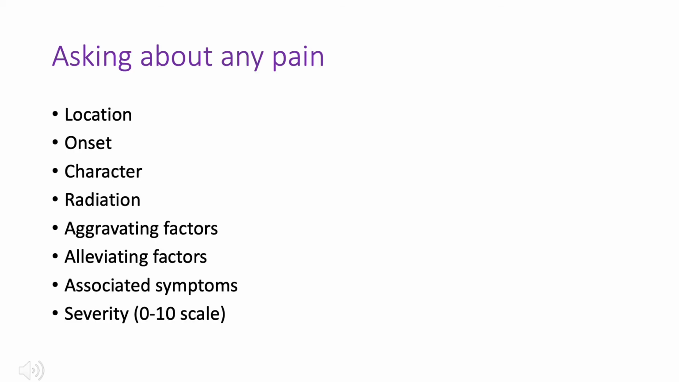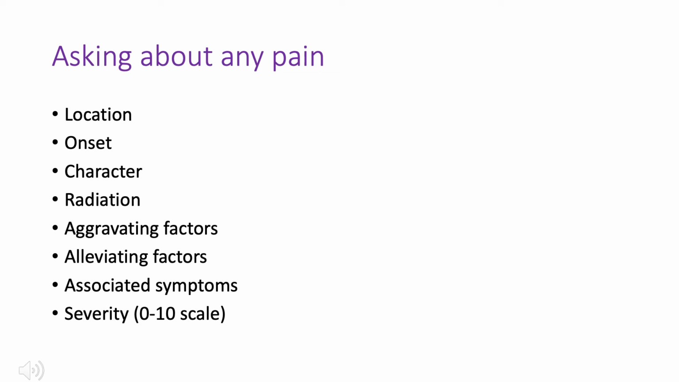When you ask about a patient's pain, it's important to get answers to some factors. First one is location or site of the pain. For example, if a patient has a headache, is it in the forehead, back of head, unilateral or bilateral? Onset, is it going on for 3 months or has it just started from last night? Character, is it thunder-like pain or is it a throbbing headache?